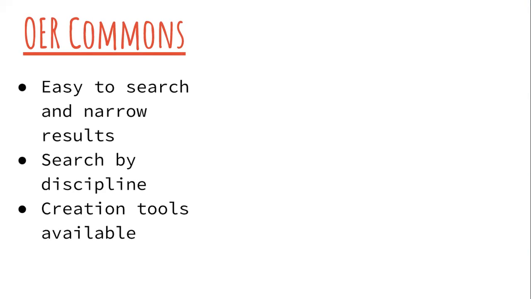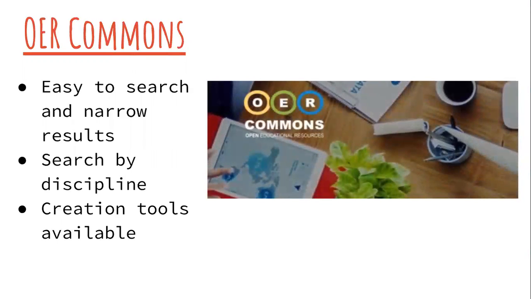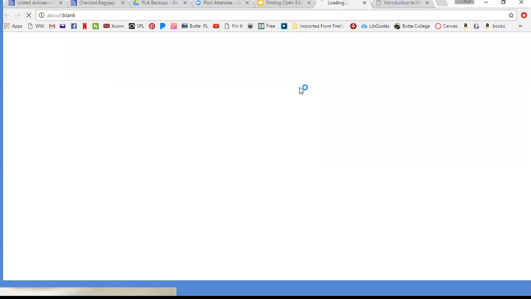Okay, the first one we're going to look at is OER Commons. It's really easy to search and narrow results. There are a lot of resources put into this collection. You can search by discipline, and you can even create things and build resources with their creation tools. So let's go to OER Commons.